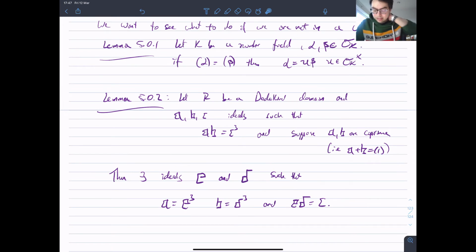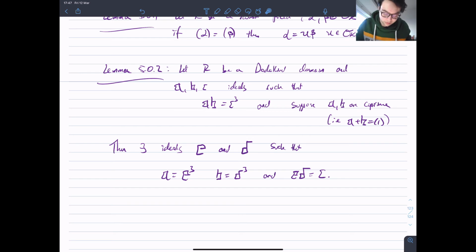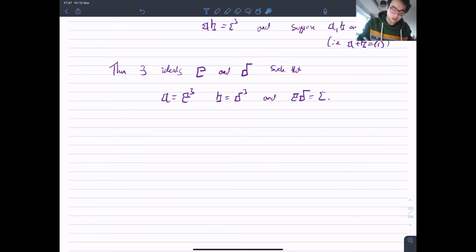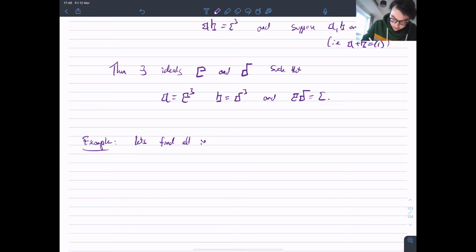So using these two things, we can generalize the previous strategy for other types of Diophantine equations. So here's an example of how we can use this. Let's find all integral solutions to x cubed equals y squared plus 74.